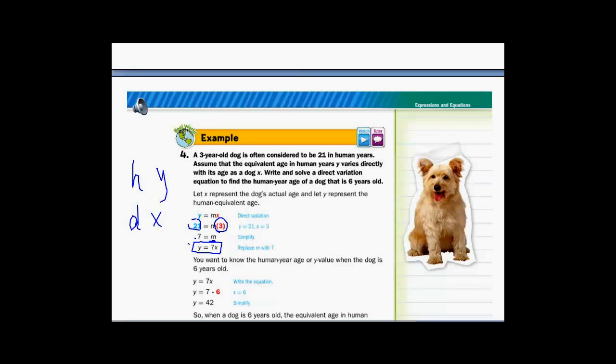Now, if I want to know how old is the dog who's 6 years old, we just said dog years was x, so you're going to put in a 6 right there for x. The dog would be 42 in human years.